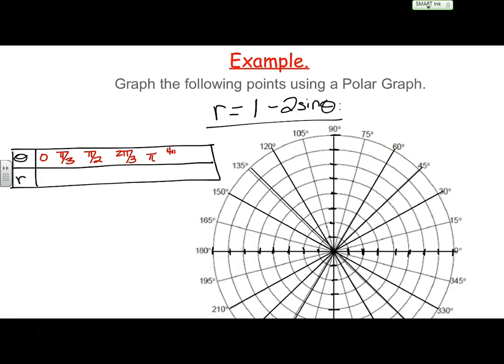4 pi over 3 and 3 pi over 2. This might not give the entire graph, but hopefully it gives you an idea. Long story short, in my head really fast, I'm just plugging in these values and getting numbers out. Sine of 0 is 0, 1 minus 0 is 1. Sine of pi over 3 is 1 half times 2 is 1, 1 minus 1 is 0. Sine of pi over 2 is 1. Negative 2 times 1 is negative 2, plus 1 is negative 1.